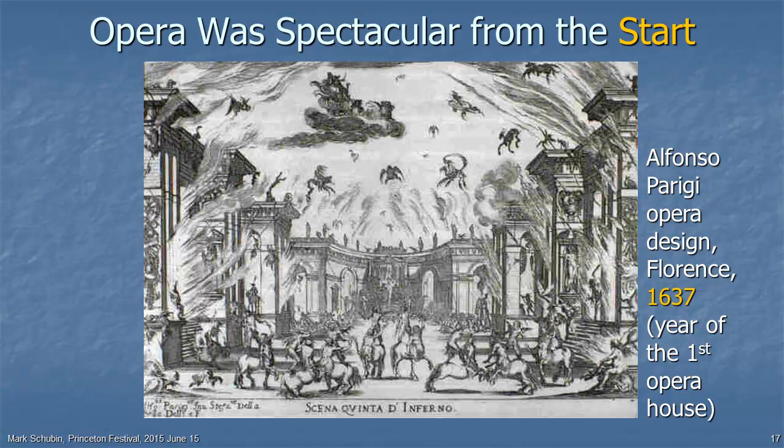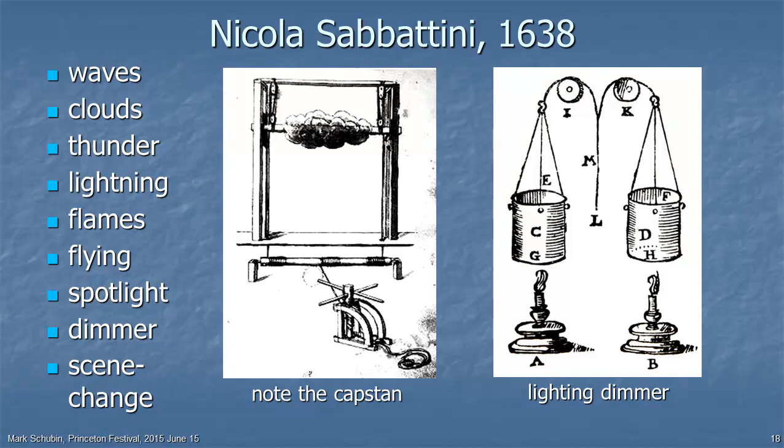So here's a design for an opera in the year 1637, and you can see a very complex set, and there are flames coming out, and there are creatures flying through the sky. Could you have done that on a set in 1637? And the answer is yes. This is from a book that was first published in 1637. This is the second edition in 1638, which had some more technology in it, and it was a handbook of how to stage various effects for operas. It tells you how to make waves appear, clouds, thunder, lightning, flames, how to fly creatures around, how to do a spotlight, how to do a lighting dimmer, how to do scene changes.